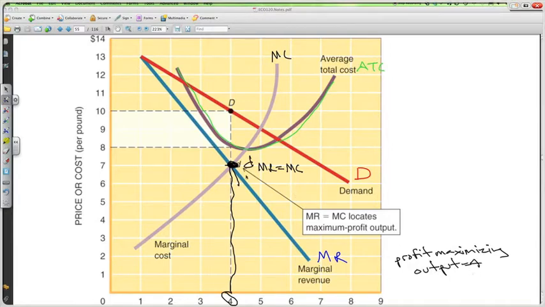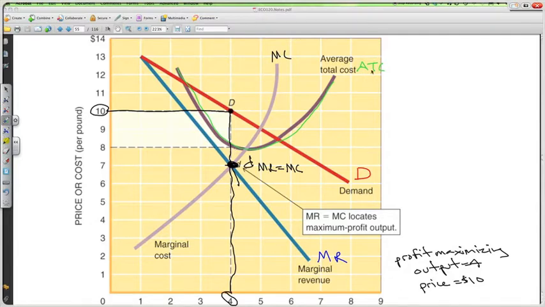To find the price we're going to charge, we then come up until we hit the demand curve, because the demand curve tells us the amount that people are willing and able to purchase at each specific price. And so this is our specific price that they're willing and able to pay for 4 units. So that profit maximizing price would be $10.